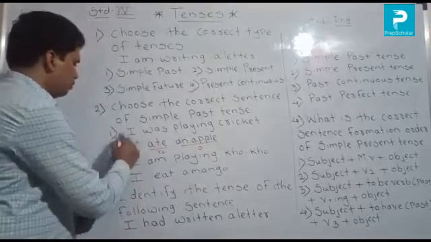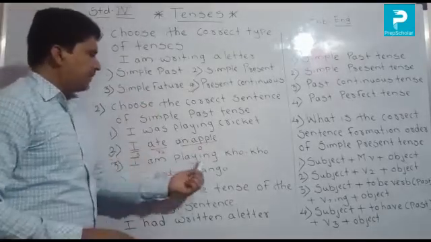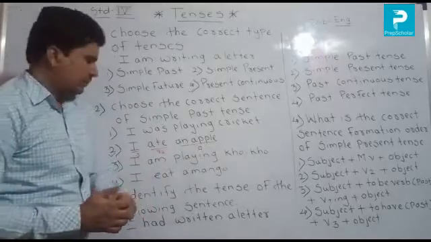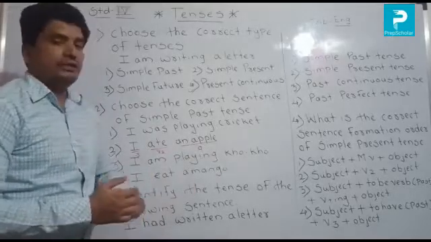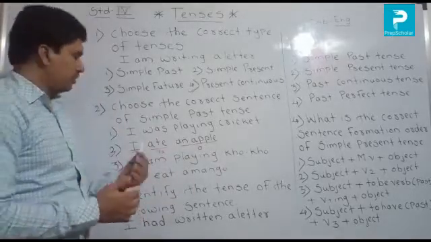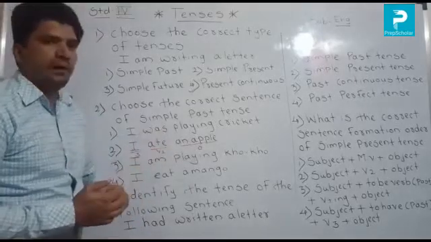So option number 2 is correct. Then I am playing kho-kho, it is a present continuous. I eat a mango, it is a simple present. So option number 2 is a simple past tense.